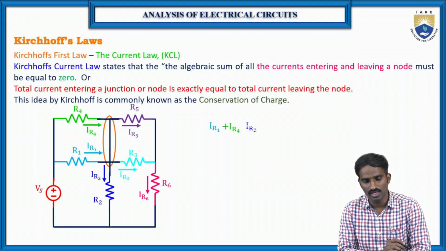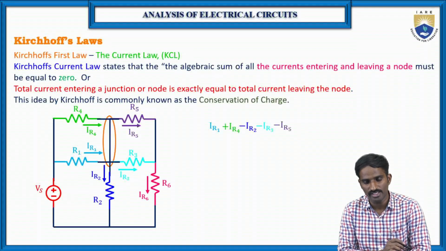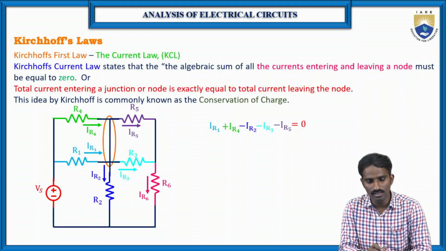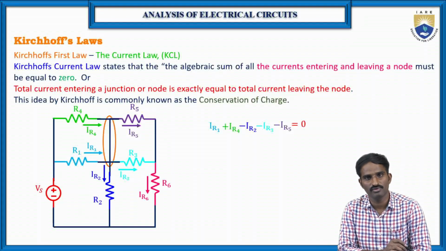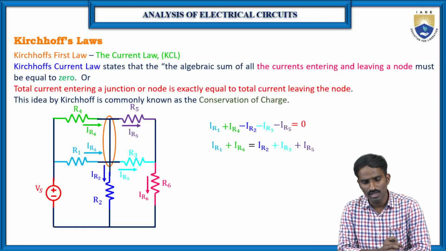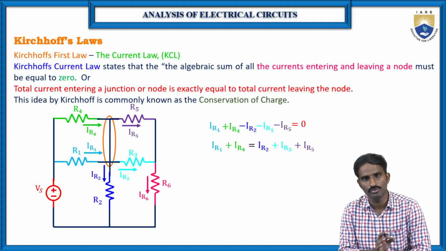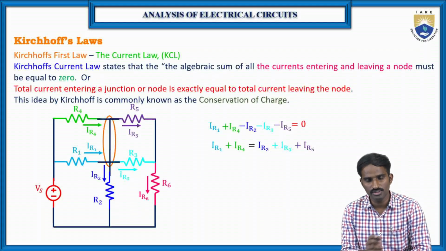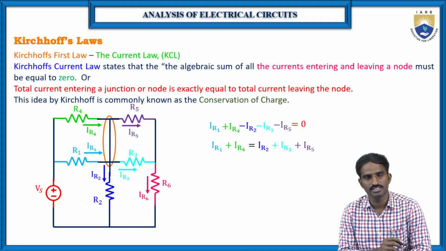So you can see IR1 plus IR4 minus IR2 minus IR3 minus IR5 is equal to 0, because here we are considering the current towards the node as the reference current direction. So if the current is leaving from the node, then that is the opposite direction of our reference direction, and that's why we have assigned the negative sign. Or in other words, IR1 plus IR4, which are the currents entering towards the node, is equal to IR2 plus IR3 plus IR5, which are the currents leaving from the node. So this is how we can apply Kirchhoff's current law.